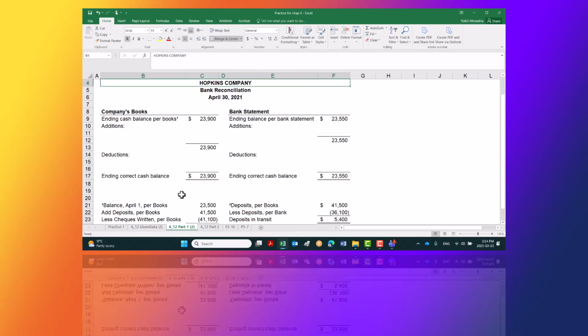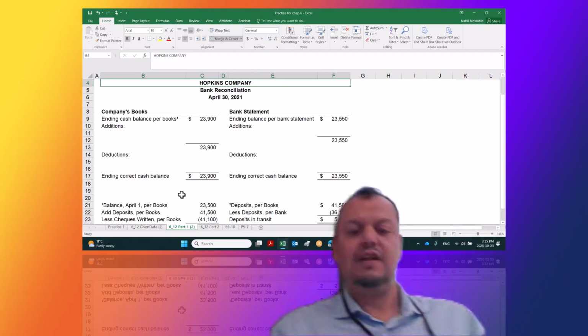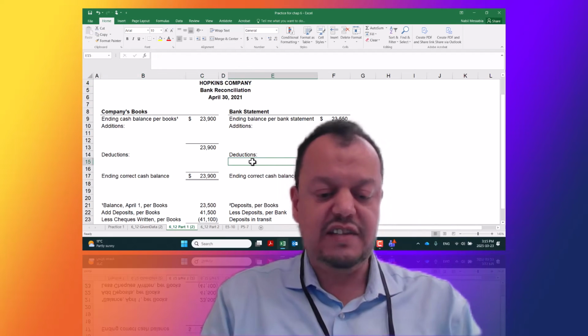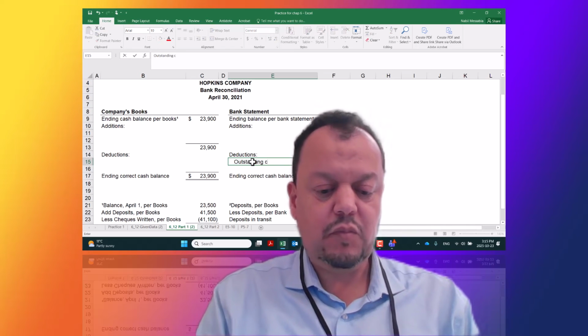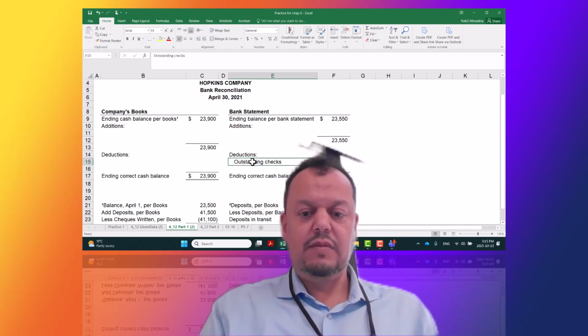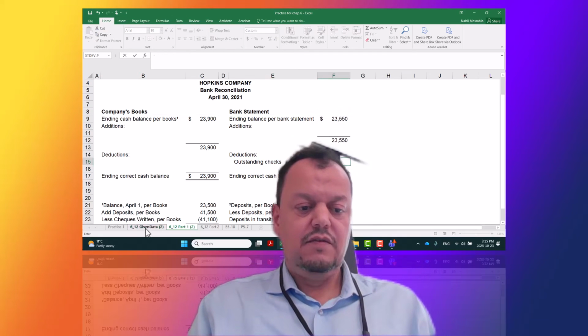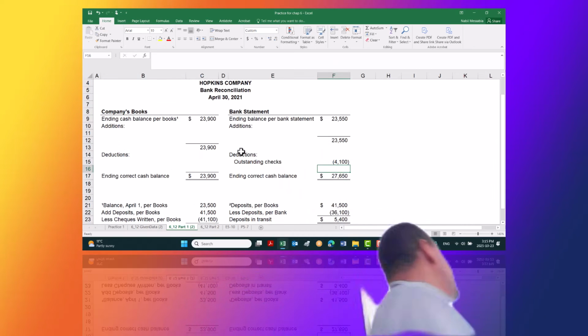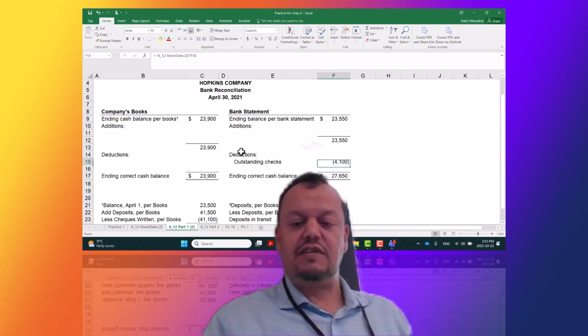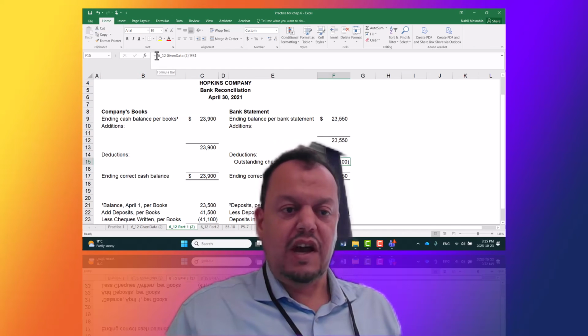The $4,100, once they are deposited by the supplier, will decrease our balance. They will take from our cash. So in the deduction list, we add the outstanding checks, minus $4,100. Okay, good. So now with this correction, the formula, I had to put it with a plus because the formula already has the minus.